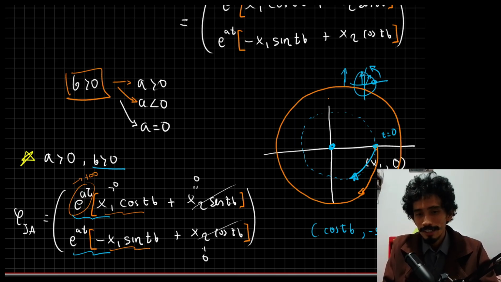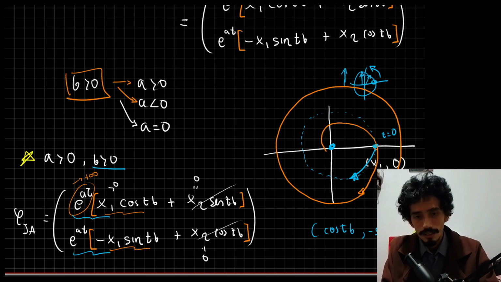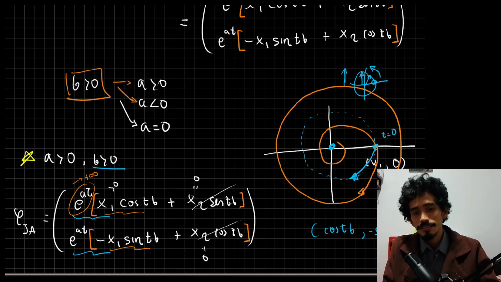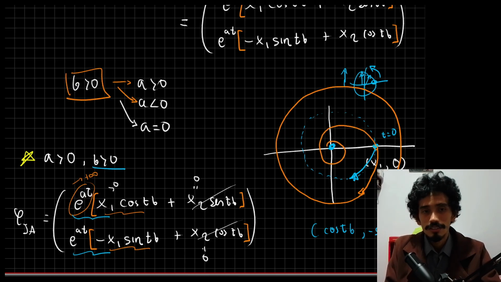And what happens when t goes to minus infinity? Then this radius decreases, so it will go like this. Wait a minute. Like this, going into the origin but never reaching the origin.